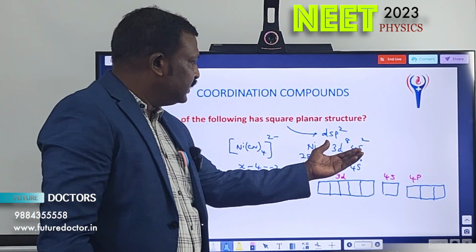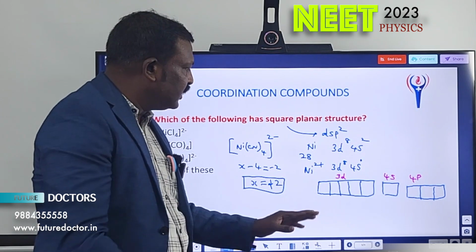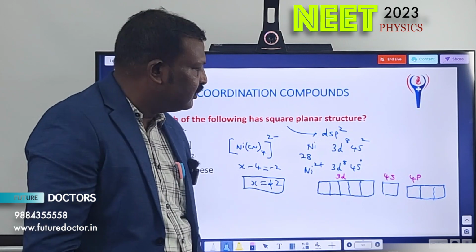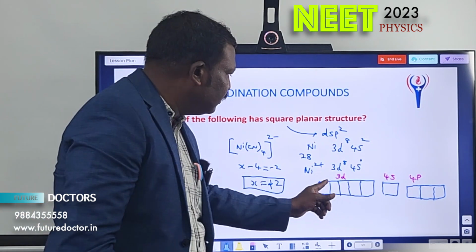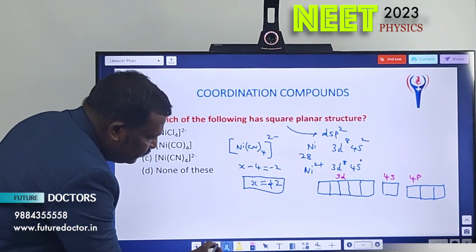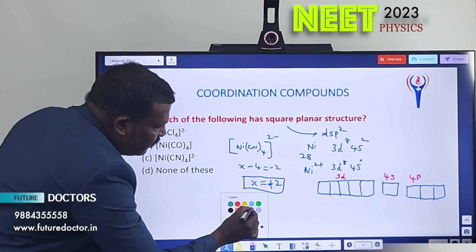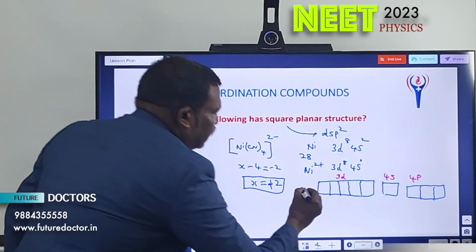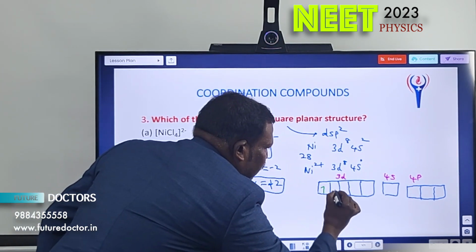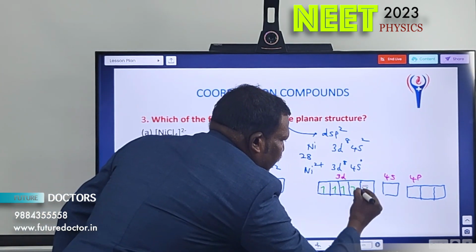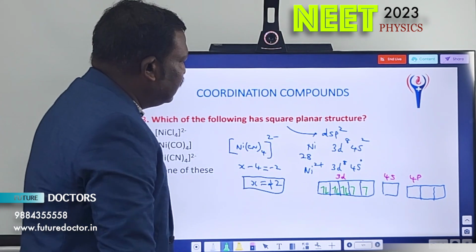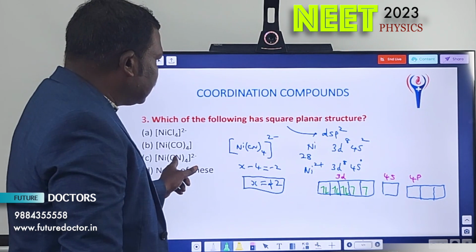This is the outer electron configuration. Nickel 2 plus means loss of 2 electrons, then we are getting this. Now we are going to put the electrons in the orbitals. 3d8, 4s0. Now see, 3d, 1, 2, 3, 4, 5, 6, 7, 8. Correct or not? But CN is what kind of ligand?